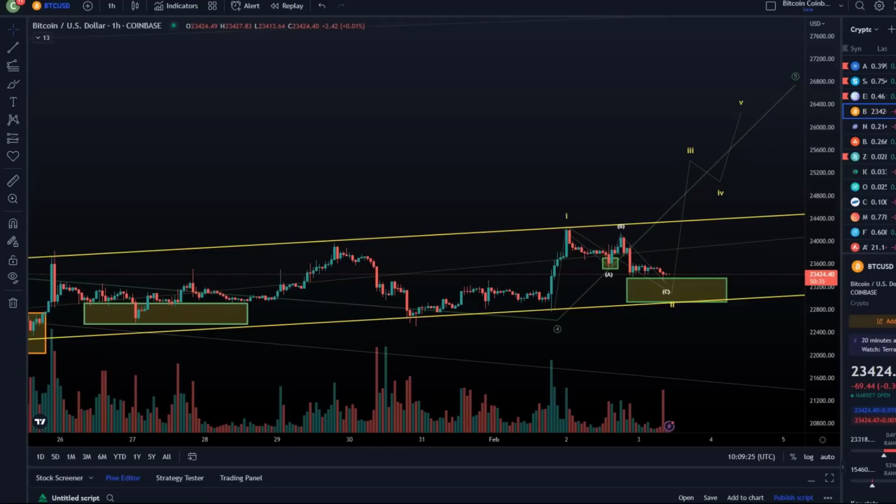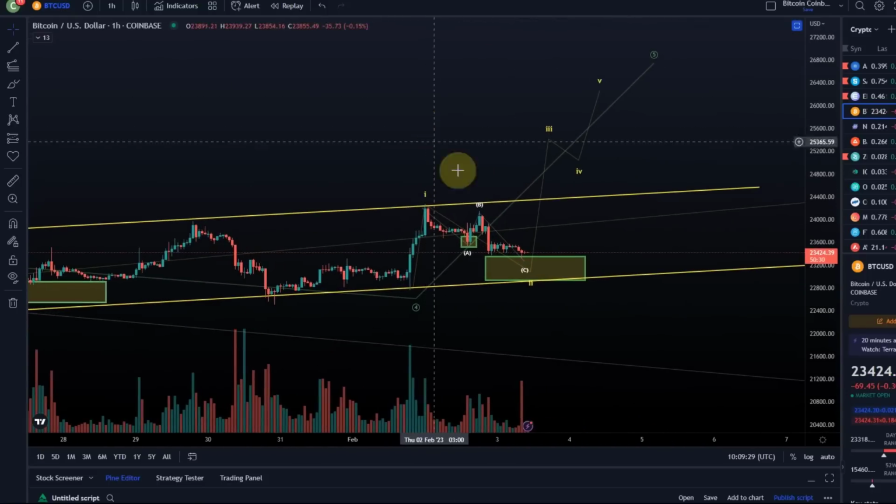This is pretty much what we talked about, and I'm glad that both support areas did hold so far. But it doesn't look like this C wave, if it is one, is finished yet. And also, we've really only touched that lower support area there. So it could very well still come down a bit lower. That wouldn't be a problem. That would not damage the count.